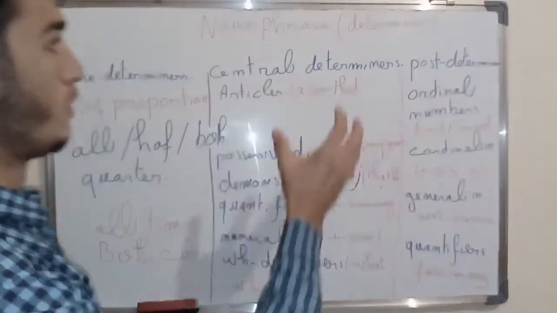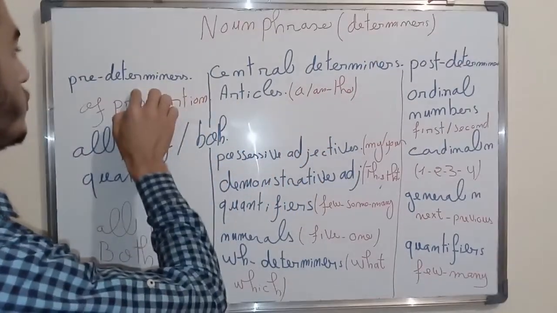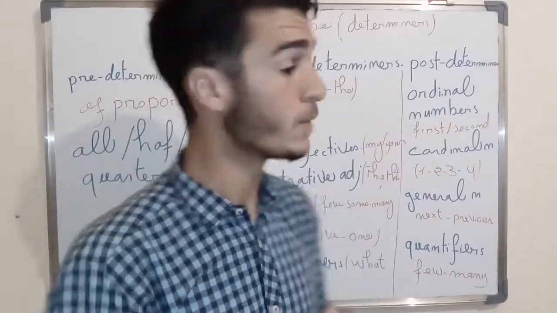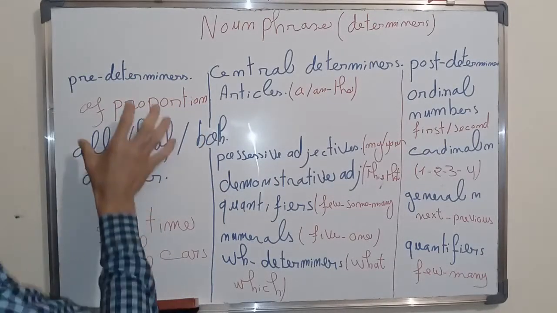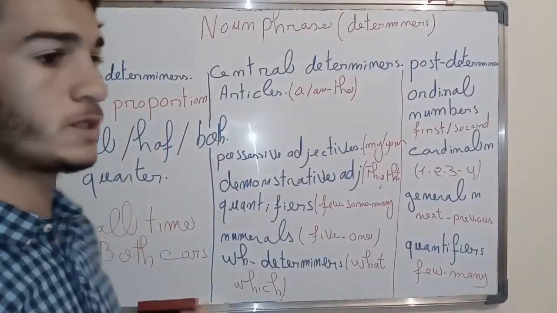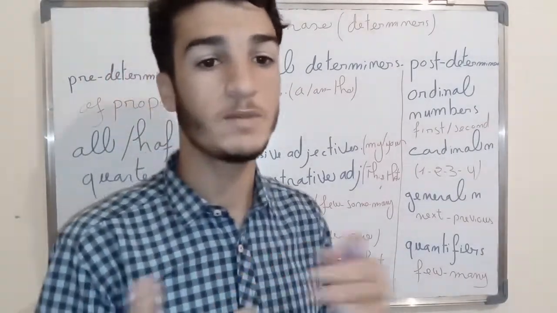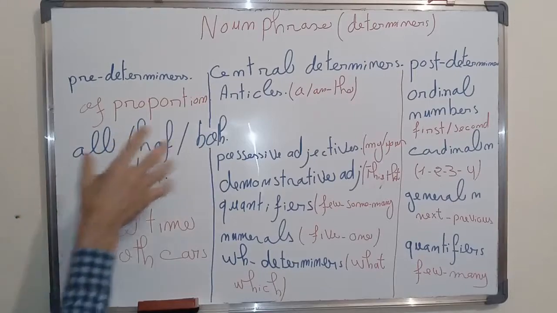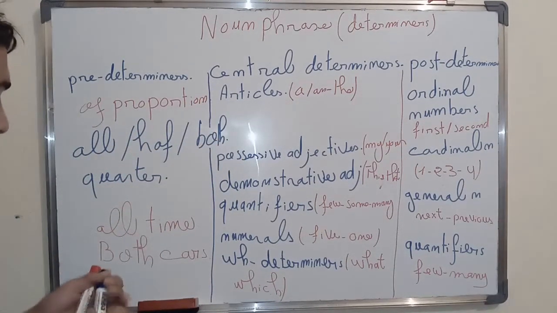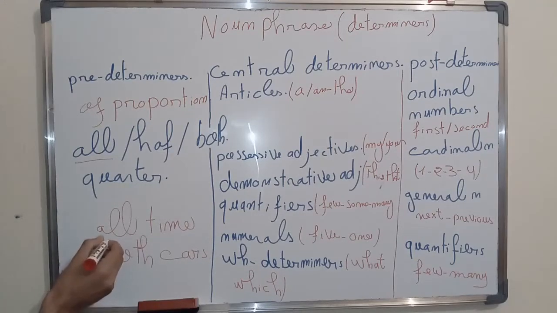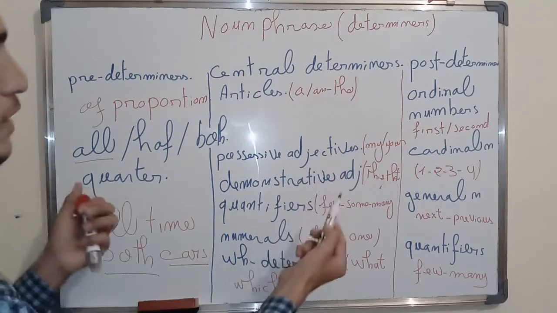Okay? Among determiners in English, we have predeterminers, central determiners, and post-determiners. You will understand that later. In predeterminers, we have determiners of proportion. But why do we call them predeterminers? A predeterminer is called pre because it comes before the central determiner. And we will see that practically. Predeterminers are of proportion like all, half, both, quarter, as it is here. All, half, both. And here is an example: all time, both cars. Okay? I'll explain later, just to have an idea about the determiners.